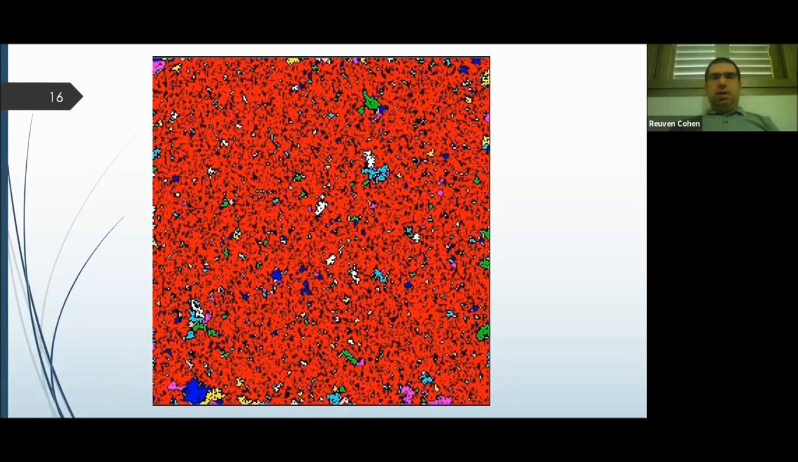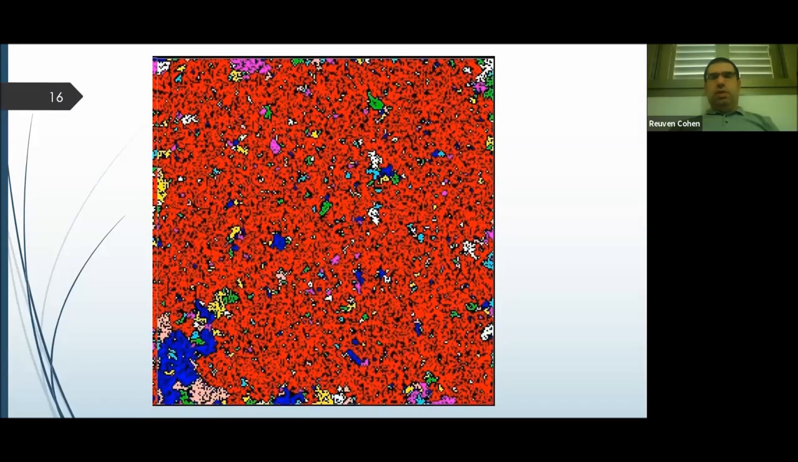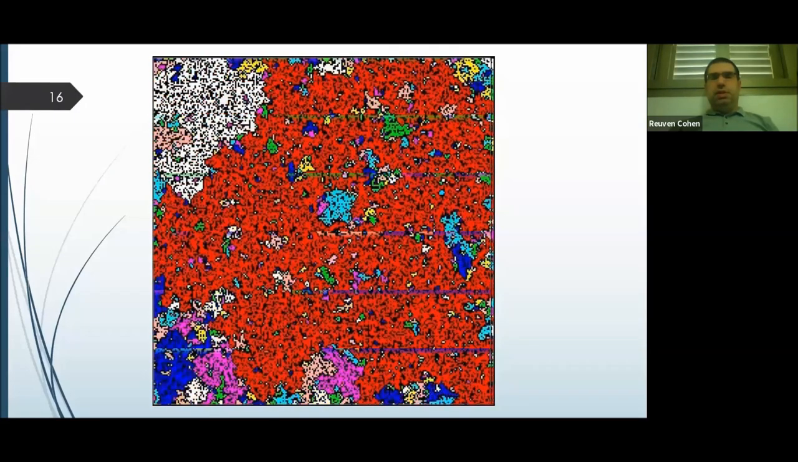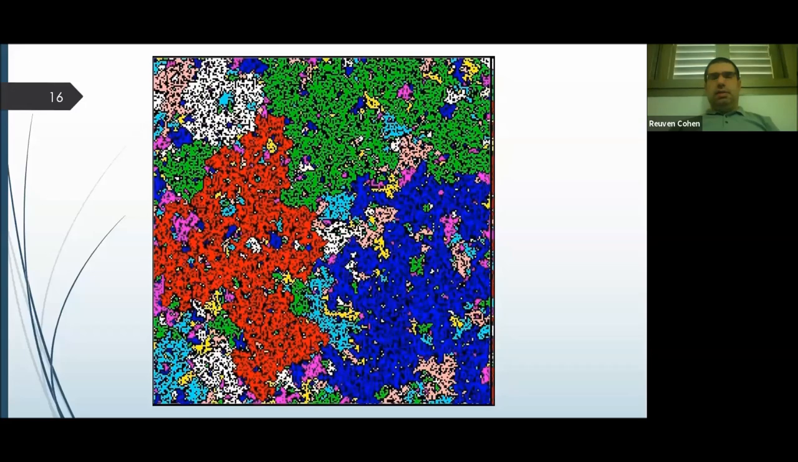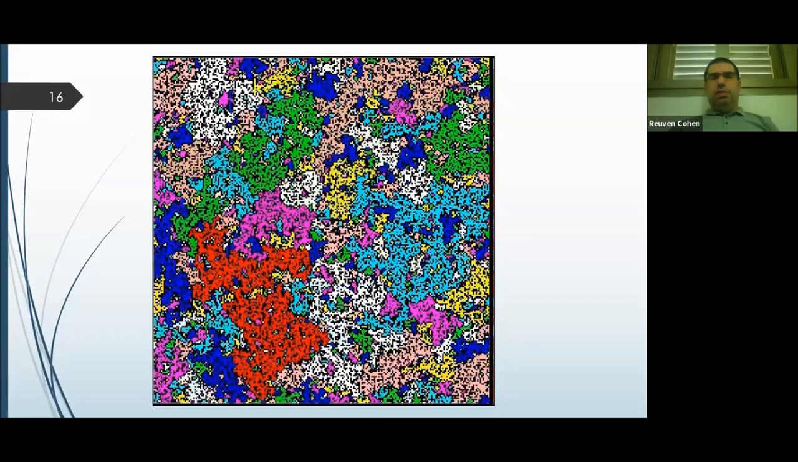So here's an example for a square grid. You can see here that a few of the nodes are removed. We get that the largest component, the red one, dominates almost everything. And if I start removing more and more nodes, you can see it shrinking until I get a small component which is not of the same scale as the entire net.